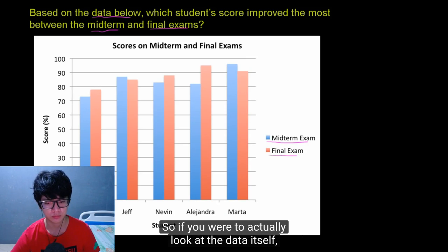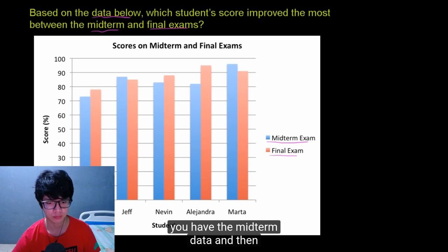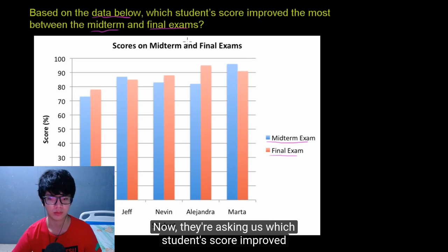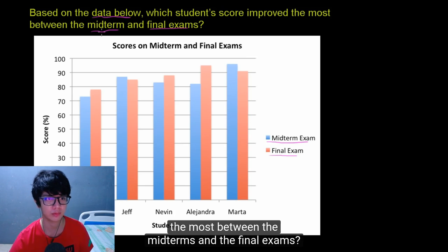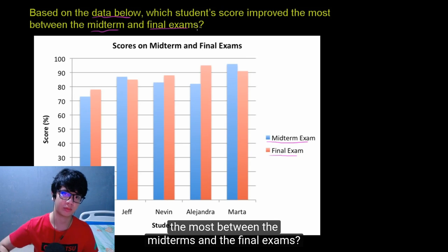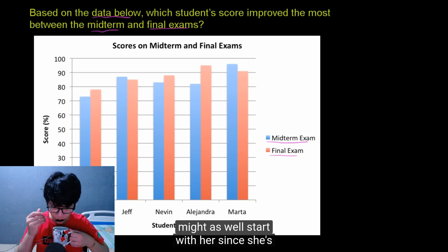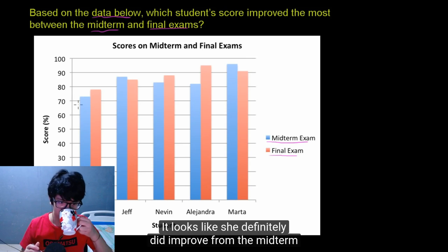So if you were to actually look at the data itself, you have the midterm data and then you have the final exam data. Now, they're asking us which student score improved the most between the midterms and the final exams. So if we look at Jasmine right over here, might as well start with her since she's the most to the left. It looks like she definitely did improve from the midterm to the final.